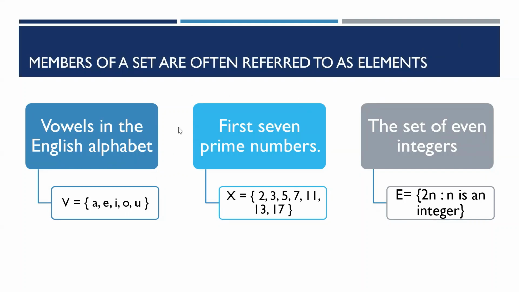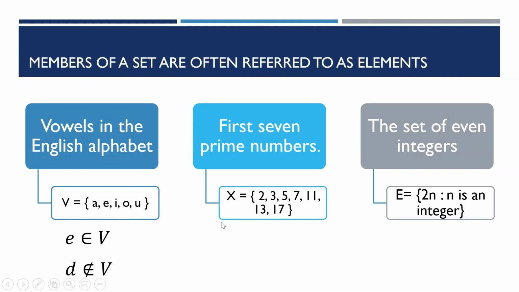In our example, vowels in the English alphabet, let V be the set of A, E, I, O, U. E is an element of V, while D is not an element of V, since D is not in the set of vowels in the English alphabet.